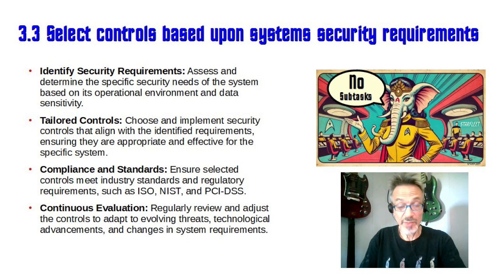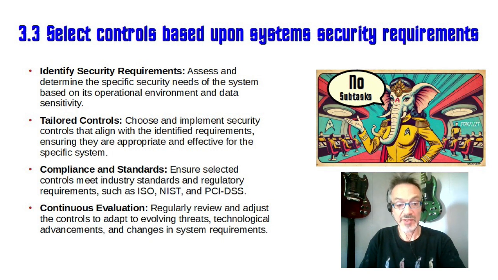There are no subtasks in this section, so let's just focus on a few key principles. 1. Identify security requirements. We need to learn how to assess and determine the specific security needs of a system based on its operational environment and the data sensitivity. 2. Tailored controls. We need to explore how to choose and implement security controls that align with the identified requirements, ensuring that they are appropriate and effective for the specific system.